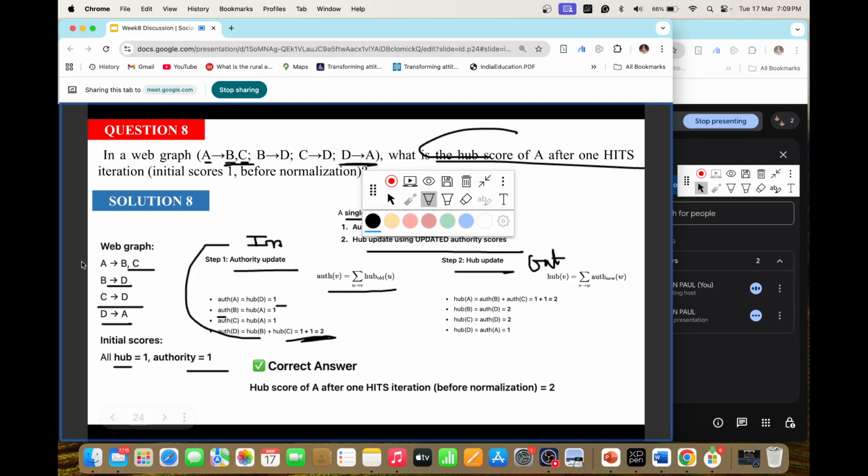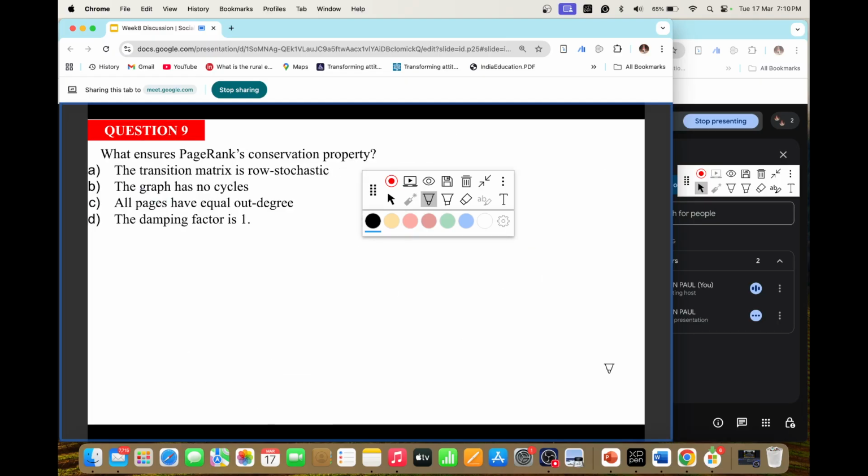Okay, so these two things: authority of B as well as C. So what is the authority of B? Authority of B is actually 1, and authority of C is actually 1. So hub of A will be 1 plus 1, that is 2. So 2 will be the right answer before the normalization. Now let's move on to the next question.